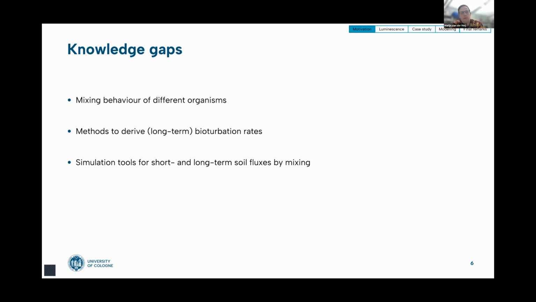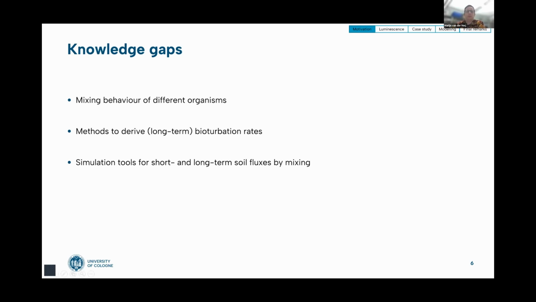So we don't really know exactly what these animals do. We don't have a lot of tools to measure these rates. So what's actually happening in the soil, how can we measure this over short-term, but also over long-term timescales? And we also need some simulation tools to simulate this process, to understand how these soil fluxes due to bioturbation affect the soil properties and also the soil functions that come with these properties.